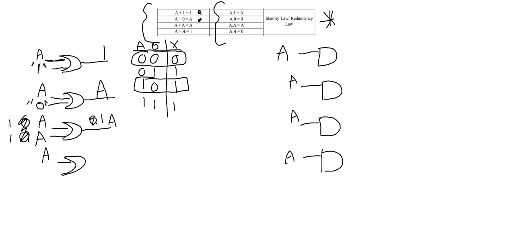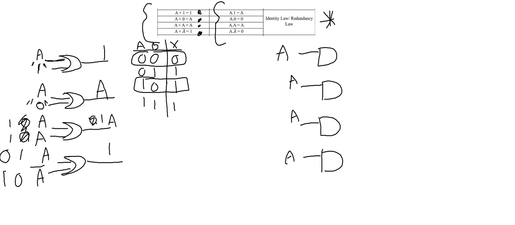And then lastly on this one here, we have A plus A bar. So if A is 1, then you're going to have a 1 and a 0, which means that your output's going to be 1. Or if your A is 0, then A bar is 1. So you're also going to have 0 or 1, which means your output's going to be 1. I hope this is making sense.